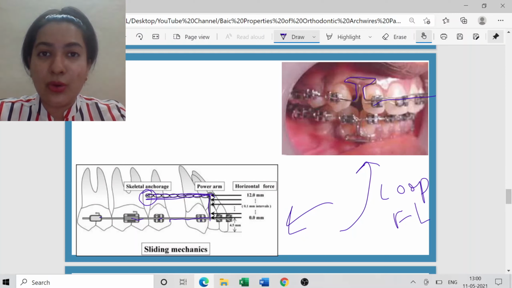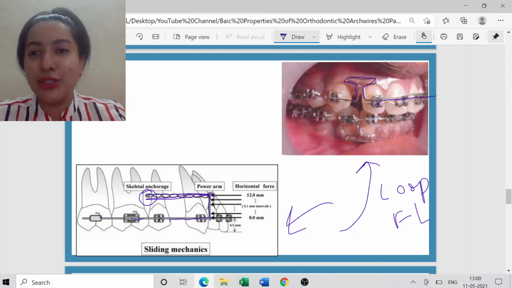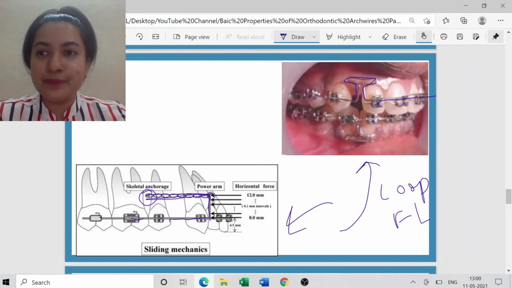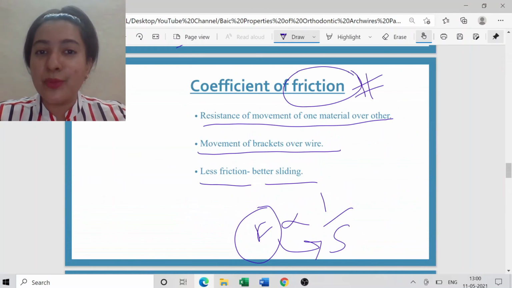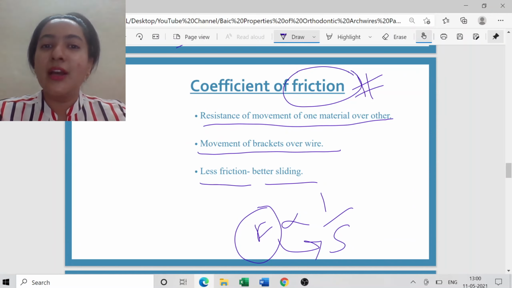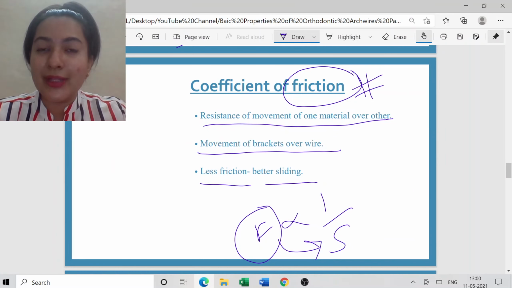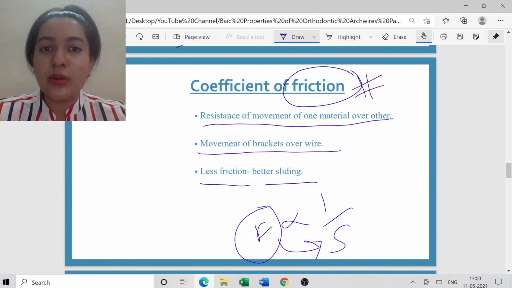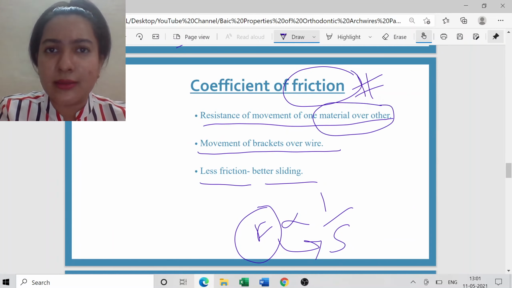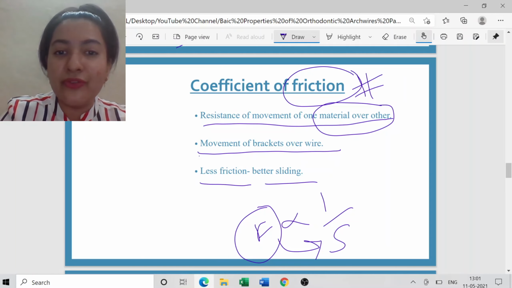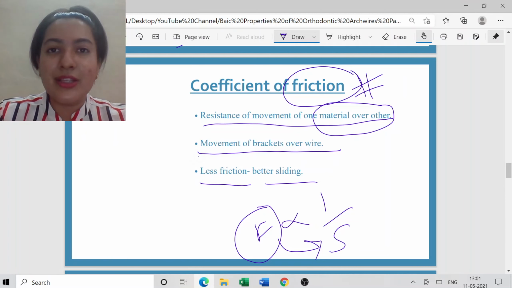Now biomechanics in orthodontics is a topic in itself and it is extremely huge, so that is not something which we can cover this way. Plus I don't want to diverge from the main topic which we are covering. This was just to make you understand, because we have a property of coefficient of friction, where friction is resistance of movement of one material over the other. I just introduced you to biomechanics so that you can relate it with friction. This is the movement of bracket over wire.